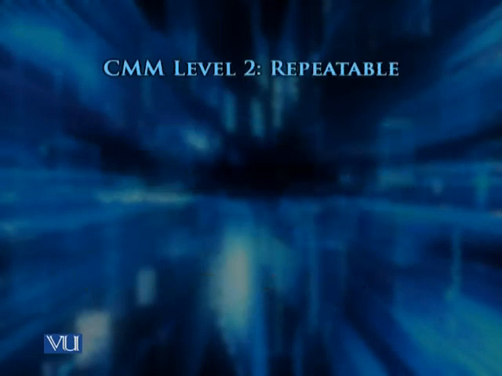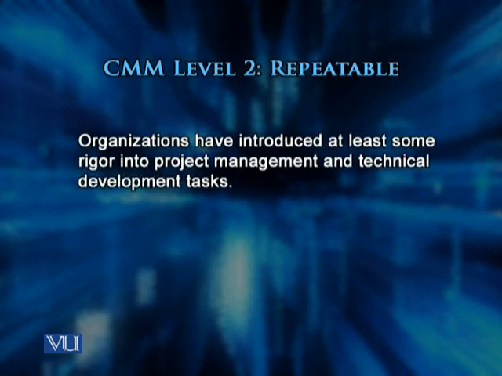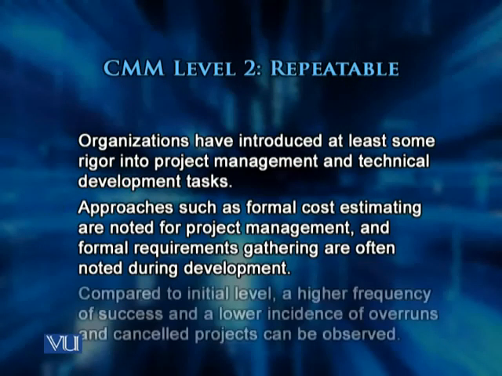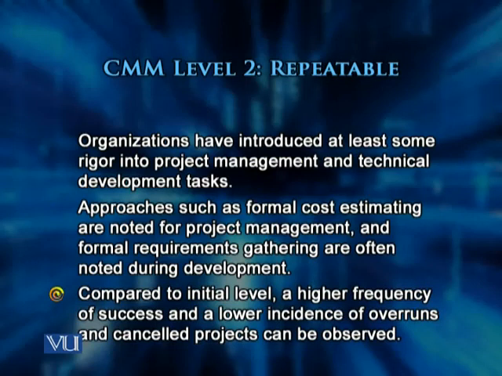Then we have CMM level 2, which is repeatable. Organizations have introduced at least some rigor into project management and technical development tasks. Approaches such as formal cost estimation are noted for project management, and formal requirements gathering are often noted during development. So you can see that organizations which are operating at repeatable level have at least practices like this incorporated into their daily work. And compared to initial level, a higher frequency of success and a lower incidence of overruns and cancelled projects can be observed in those organizations which are at level 2 of CMM.